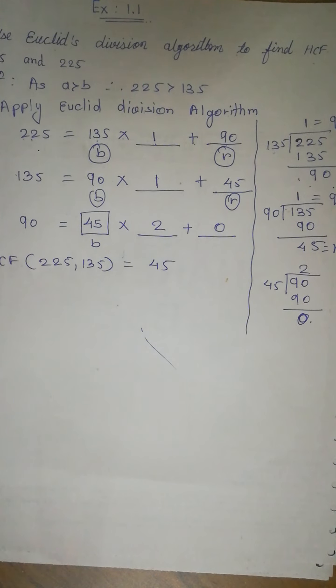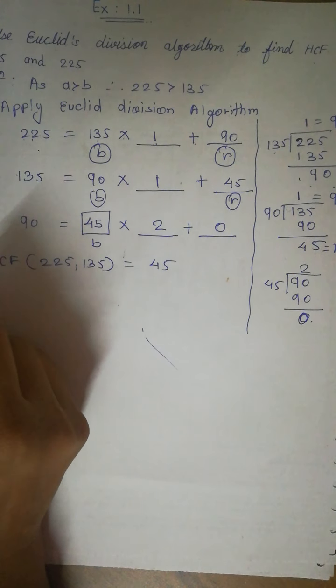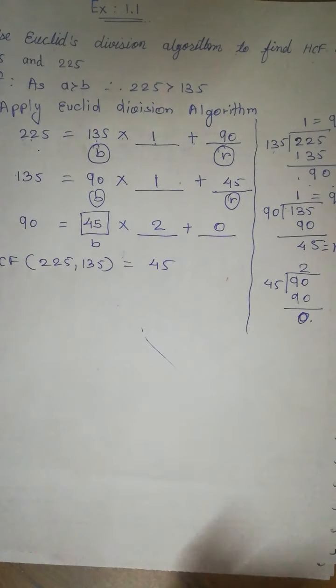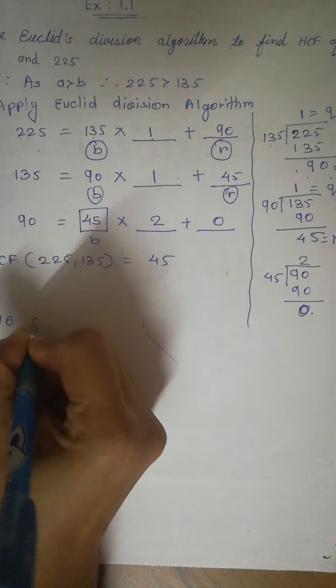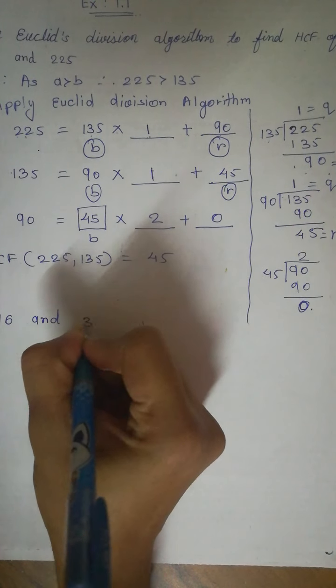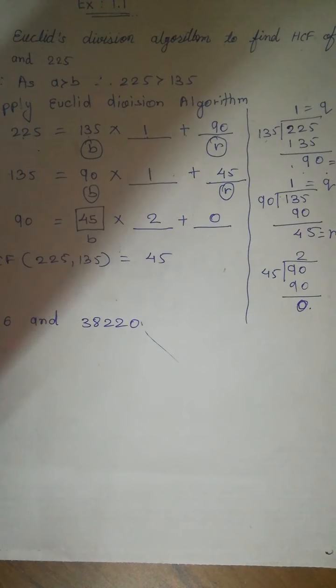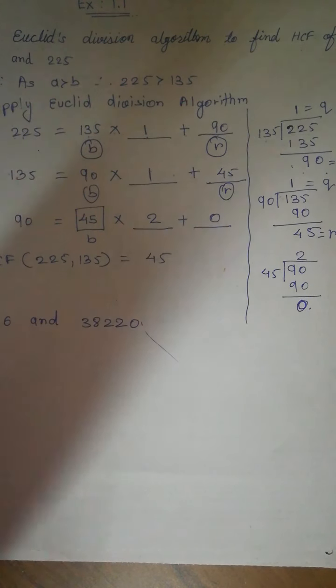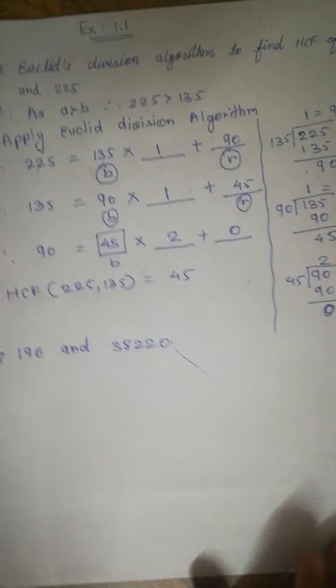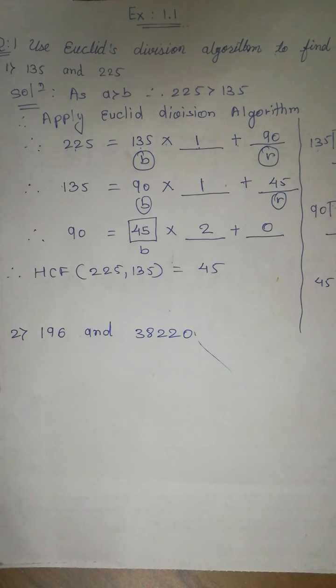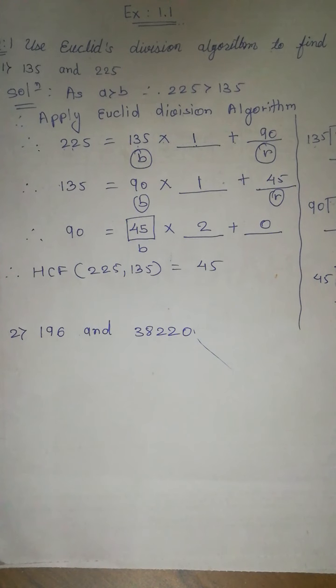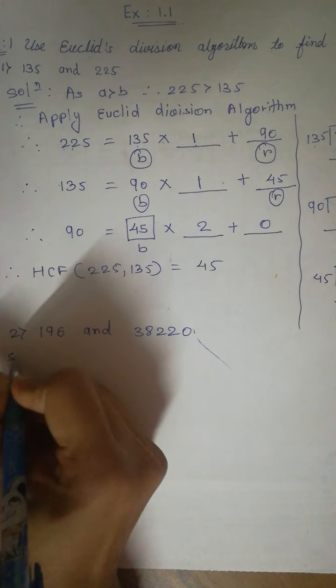Okay, let's check out one more question. Question 1, second part: 196 and 38220. These are the two numbers. Again we have to find the HCF of these two numbers. So how can we find that? The same thing we did with these two numbers. Here we check what is A and what is B. Let's start.